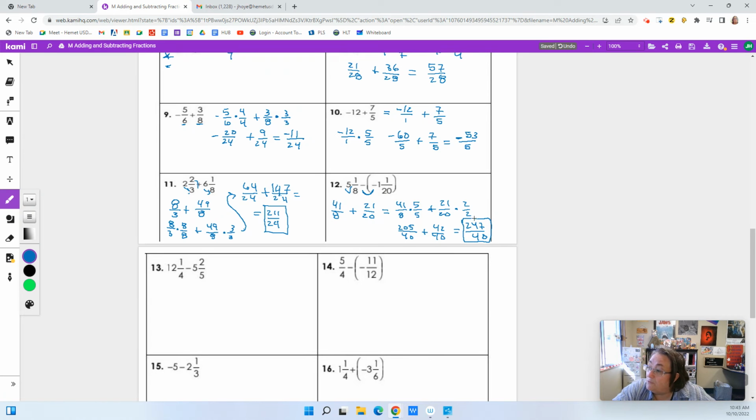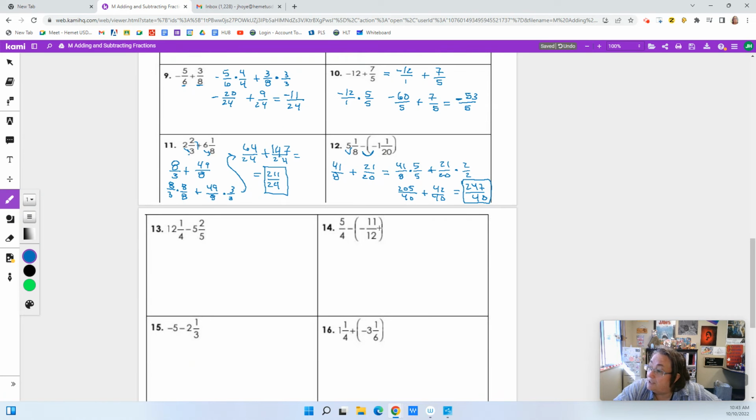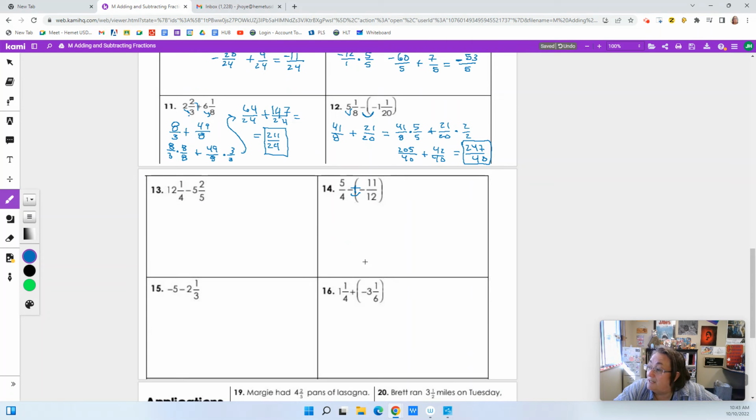So I'm not doing number 14, but if you notice, when we look at number 14, we have that minus minus. So it would become a plus, right? Keep that in mind when you do those minus minuses right next to each other.